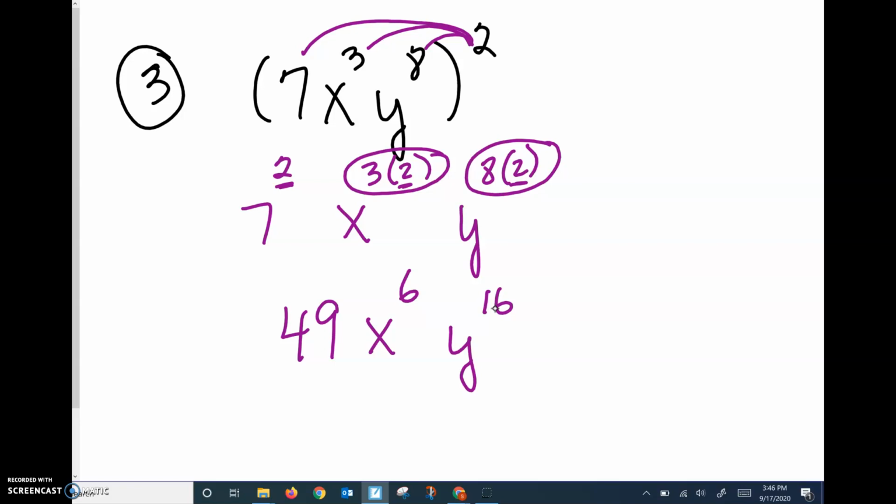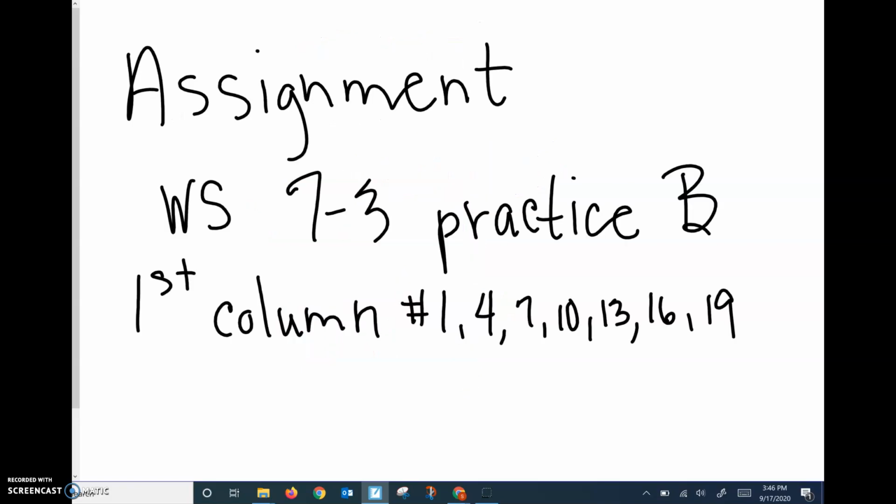All right, you now are going to have a worksheet that is going to be posted in here. Your assignment is on your worksheet 7-3. It's going to say 7-3 practice B. I want you to do the first column. First column goes this way. So the numbers are 1, 4, 7, 10, 13, 16, 19. So stop the video if you need to, but go ahead and just do numbers. The first column, 1, 4, 7, 10, 13, 16, 19. Okay, good luck on your work.